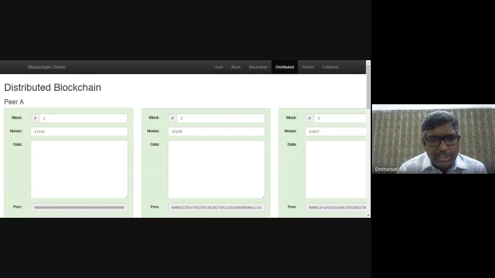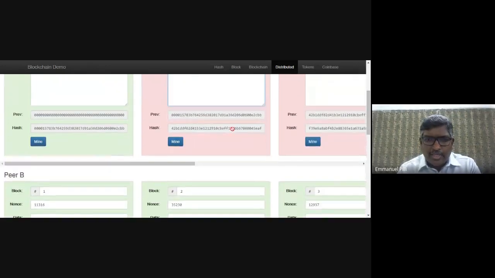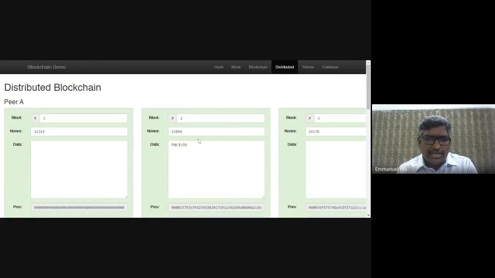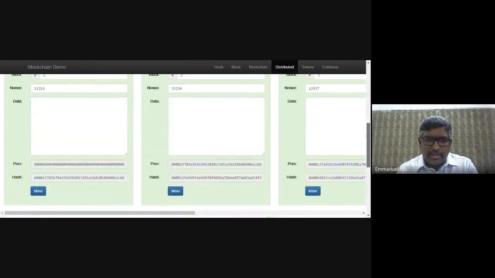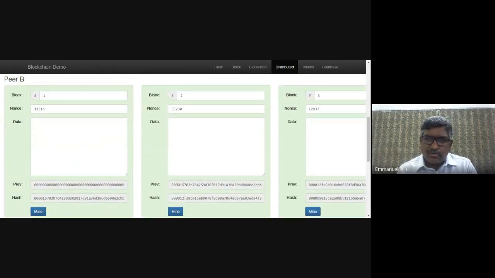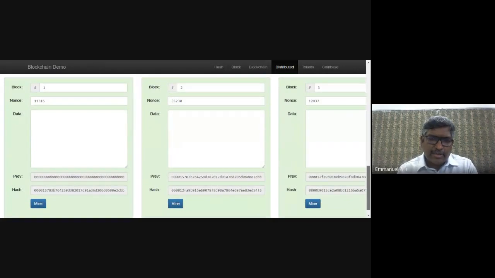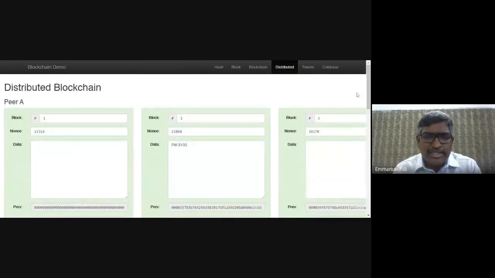Now if I make a change here, and let us say I want to make a $100 transaction here, I can make a change here, and I say, okay, this is correct. Pilli has made a transaction. So 23890, but these two people won't agree. They say, no, this blockchain is not correct because we don't agree with you. So blockchain is a distributed trust management mechanism, and hence it is easily not possible.